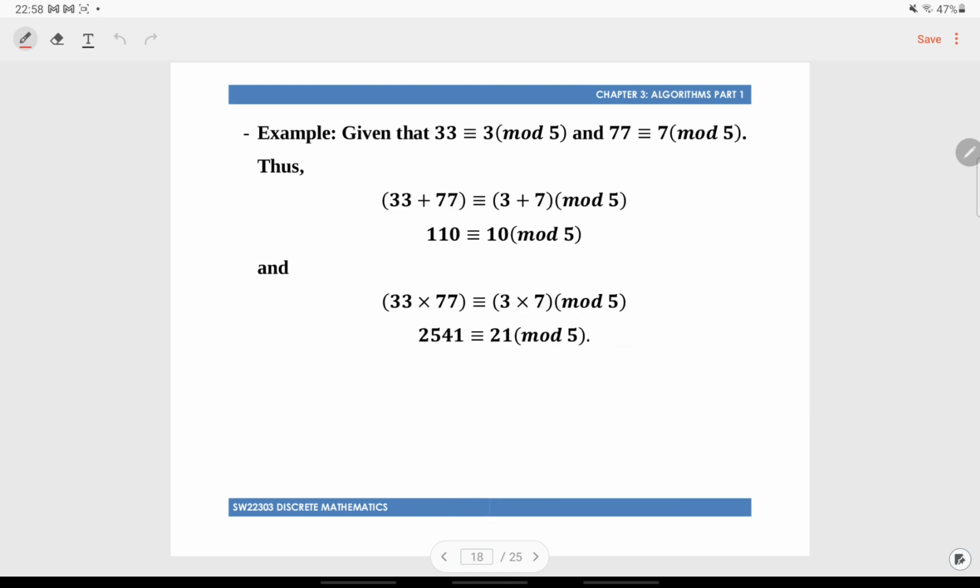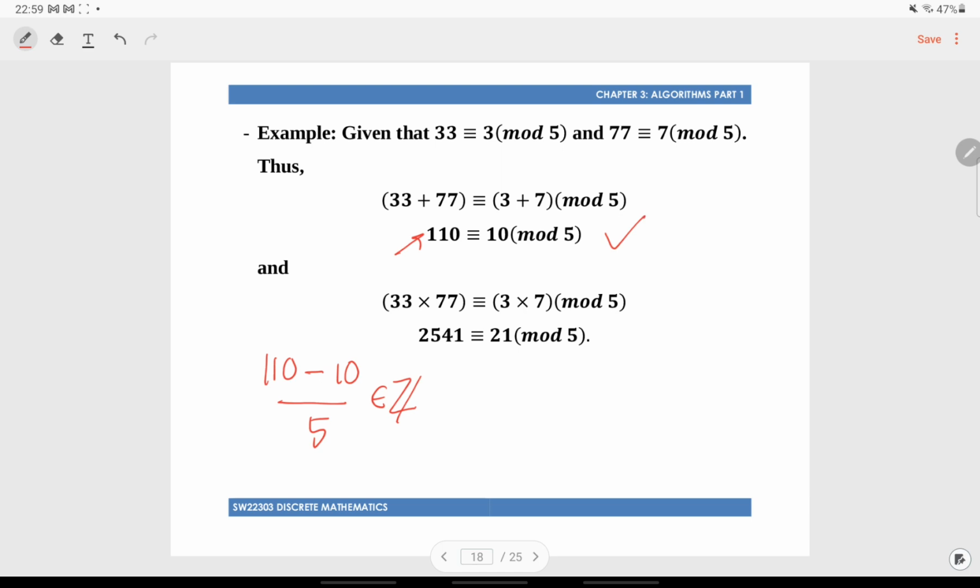So I'll give you a numerical example. Suppose we have two congruences: 33 is congruent to 3 mod 5, and 77 is congruent to 7 mod 5. Based on the previous theorem, we know that 33 plus 77 is congruent to 3 plus 7 mod 5. After we compute the operations, we have this congruence relation: 110 is congruent to 10 mod 5. We can verify whether this congruence is true or false. 110 minus 10 is equal to 100. 100 is divisible by 5, and the outcome is an integer.